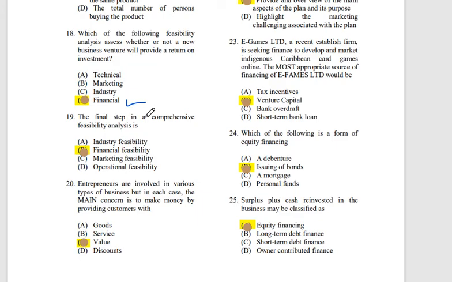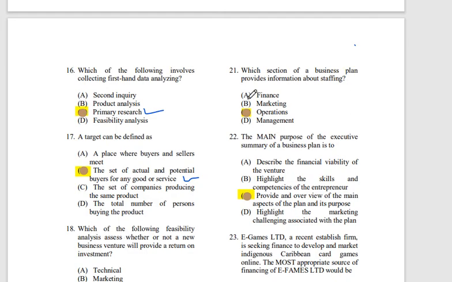19 says the final step in a comprehensive feasibility analysis is the financial feasibility. Question 20 says entrepreneurs are involved in various types of businesses, but in each case, the main concern is to make money by providing customers with value. 21 says which section of a business plan provides information about staffing? That's operation.